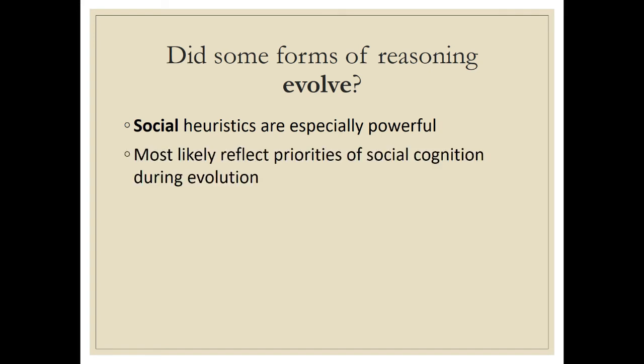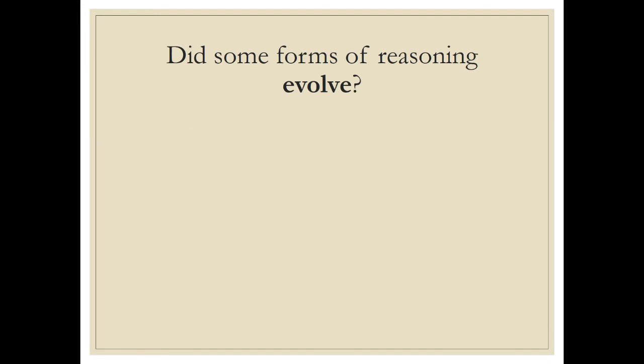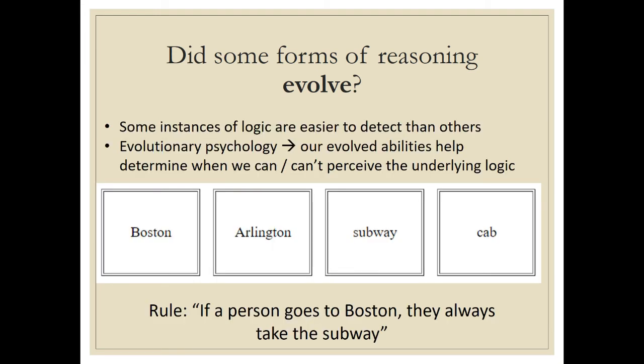So, we have social heuristics, heuristics that apply to the social world, social rules, as opposed to this example I gave here: Boston, Arlington, subway, cab. This isn't a social rule. This is, I don't know, an infrastructure rule, if you go to Boston, they always take the subway. Or an economic rule, maybe it's just really difficult to get a cab to Boston.